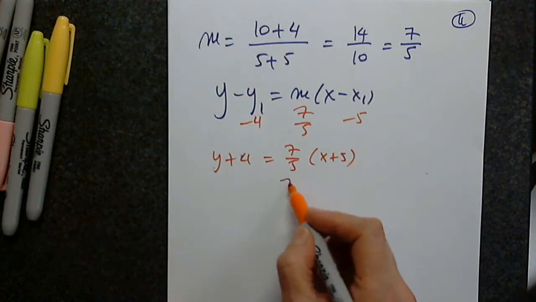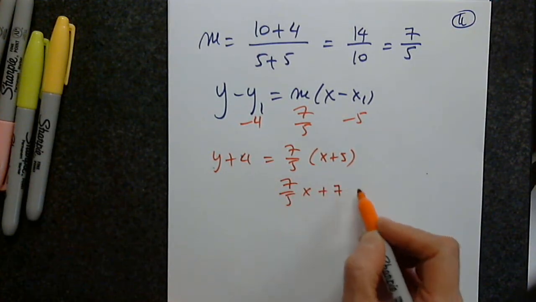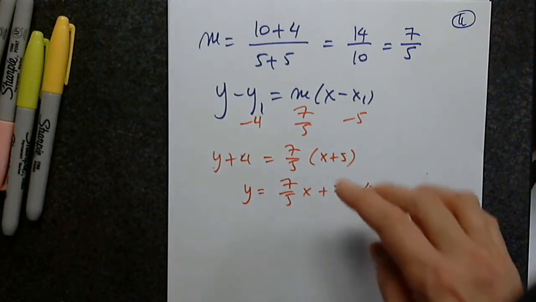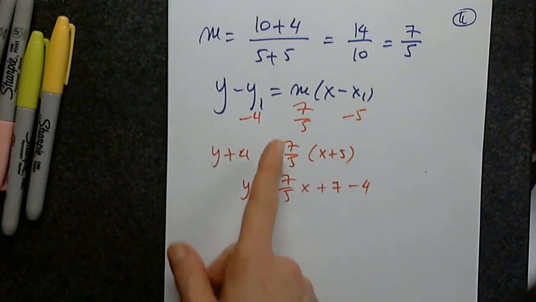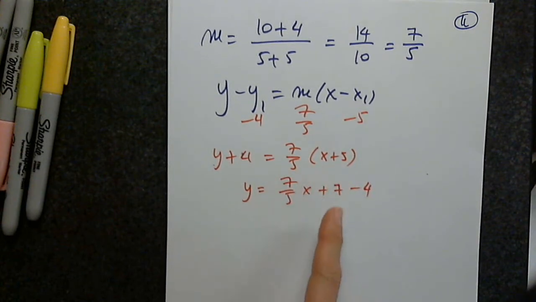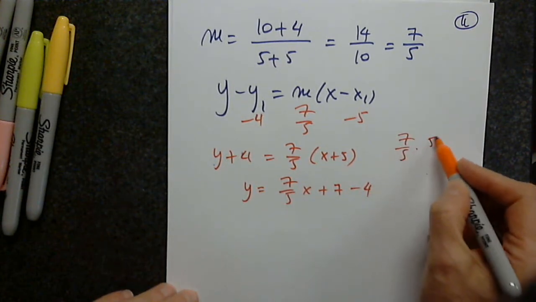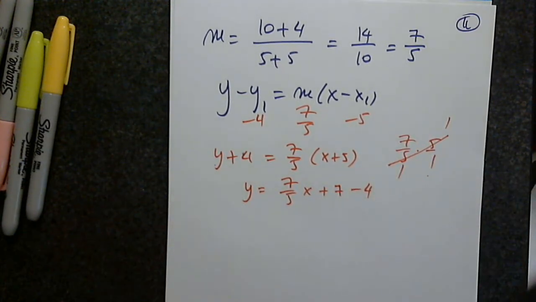I need to distribute: 7/5 x plus 7, and minus 4. So one more time, 7/5 times x. 7 over 5 times 5 over 1 is 7, but then I have to move 4. So 7 over 5 times 5 over 1. Simplify first.